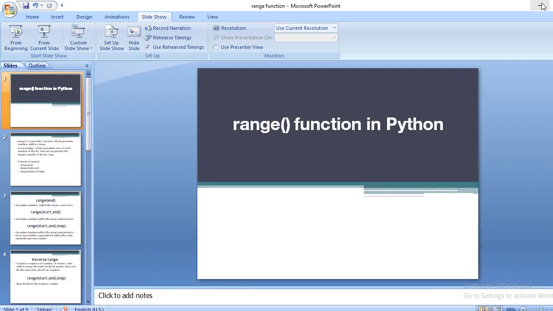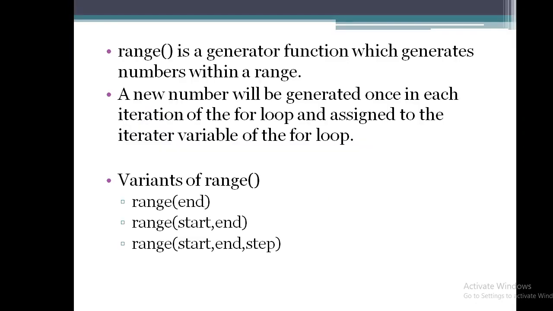The range function is a number generator that generates numbers within a particular range. Whenever this range function is called, it generates a new number within that range, and that new number will be assigned to the iterator variable of the for loop.